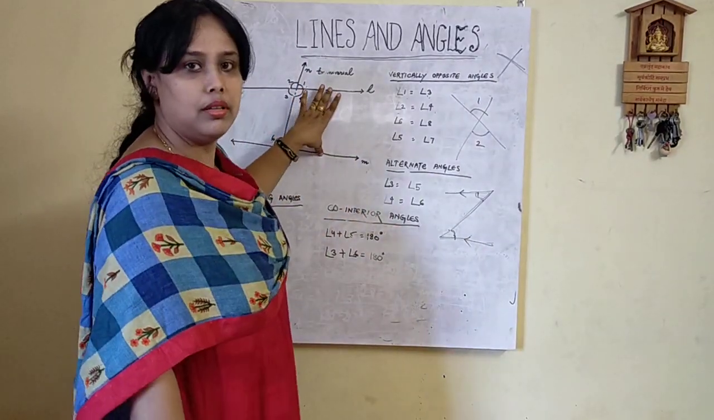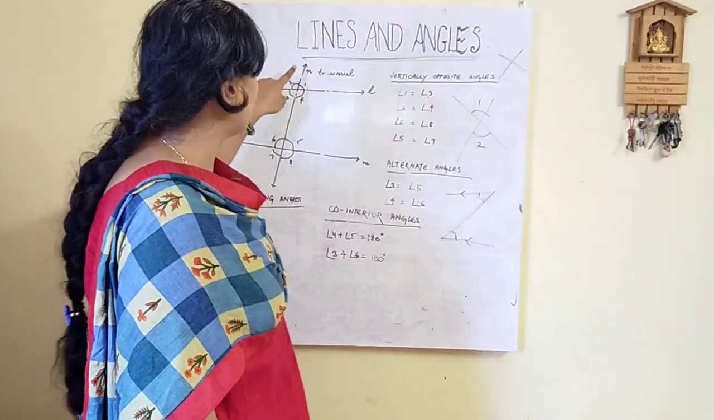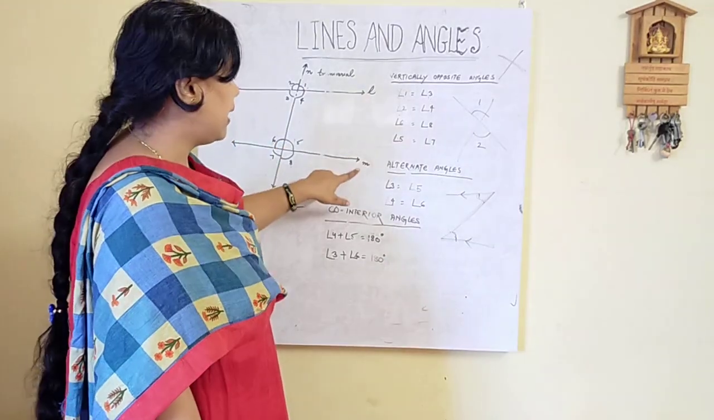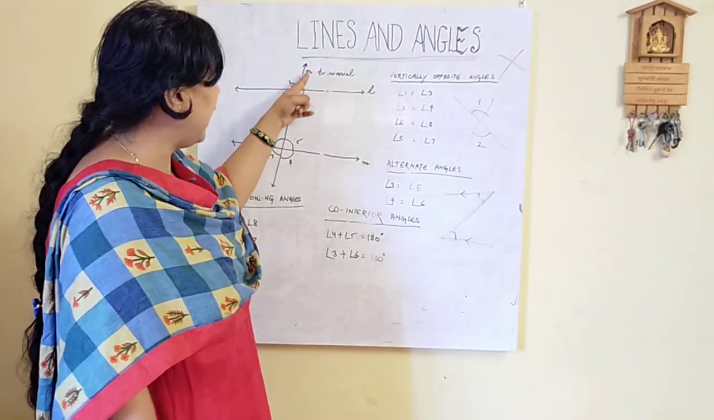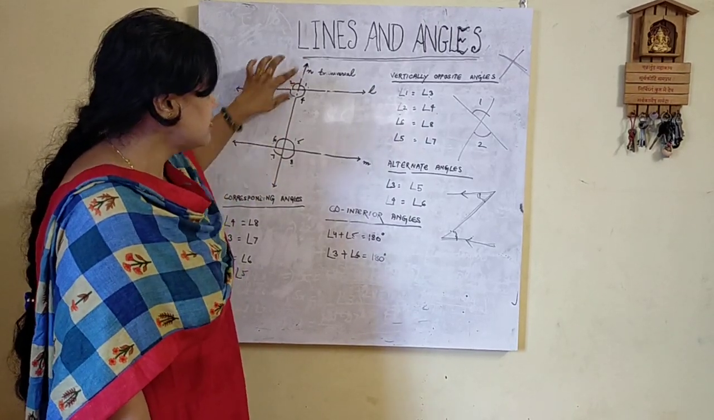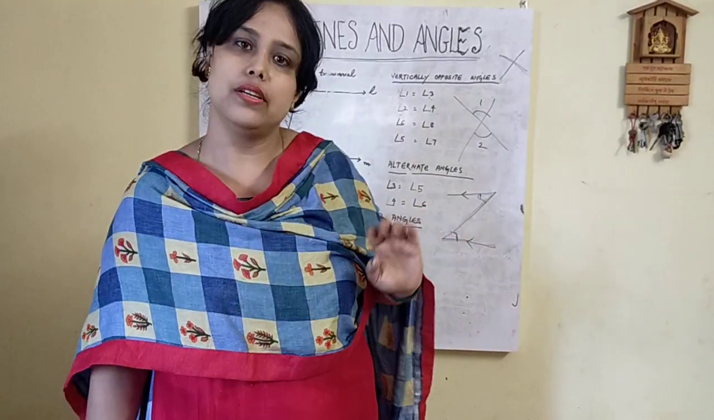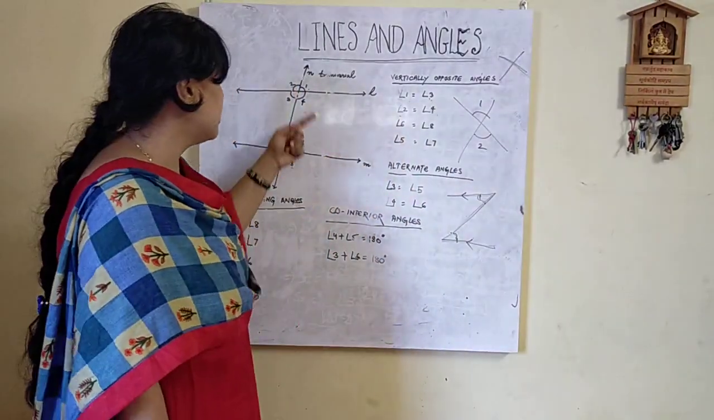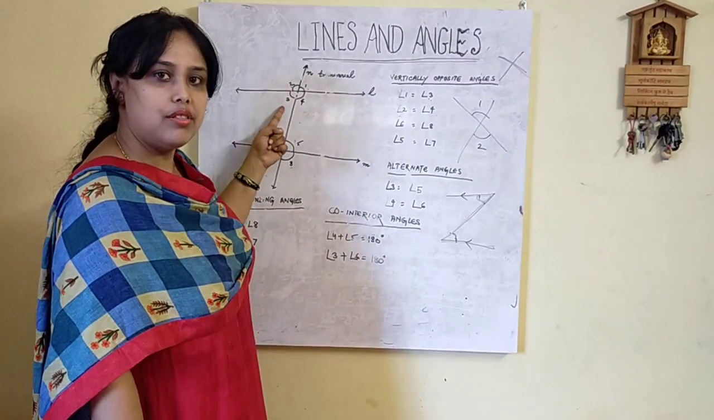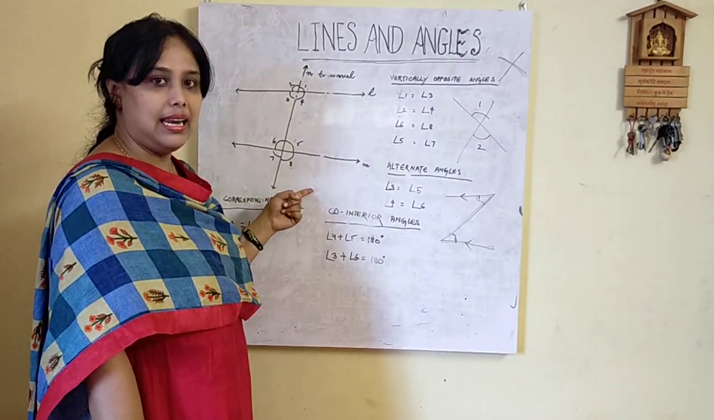Now that you know parallel lines, we will learn about the transversal. These lines are named line L and line M. A line N cuts the two parallel lines at these two points. This line N is called the transversal. When a transversal cuts two parallel lines, it forms some angles: angle 1, 2, 3, 4, 5, 6, 7 and 8.